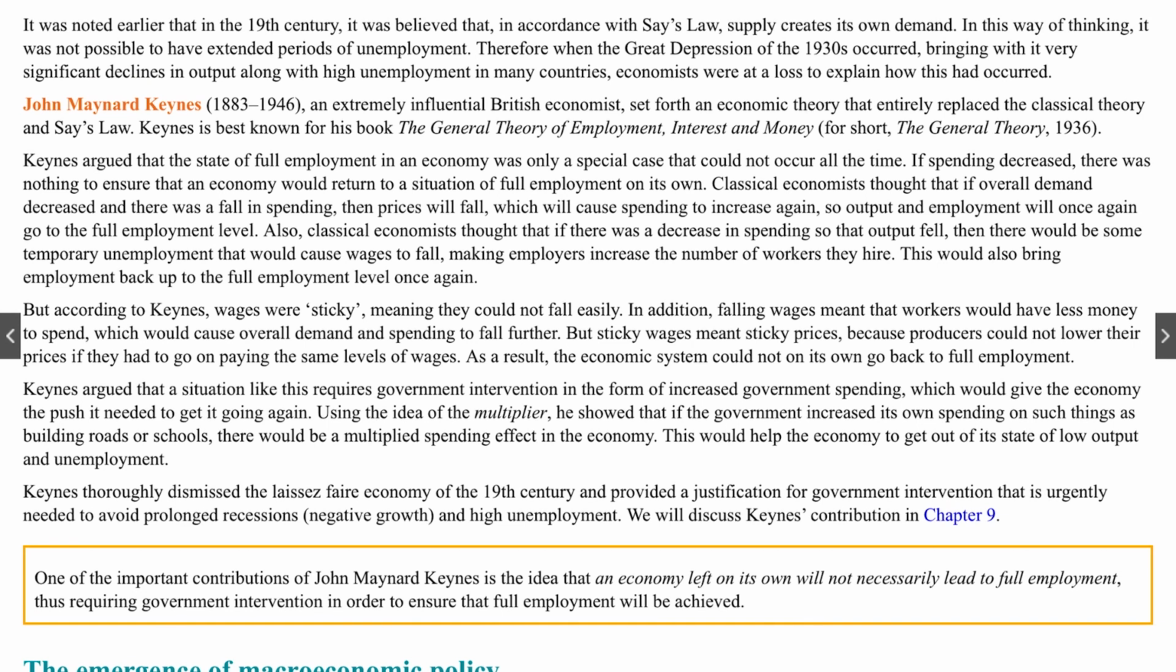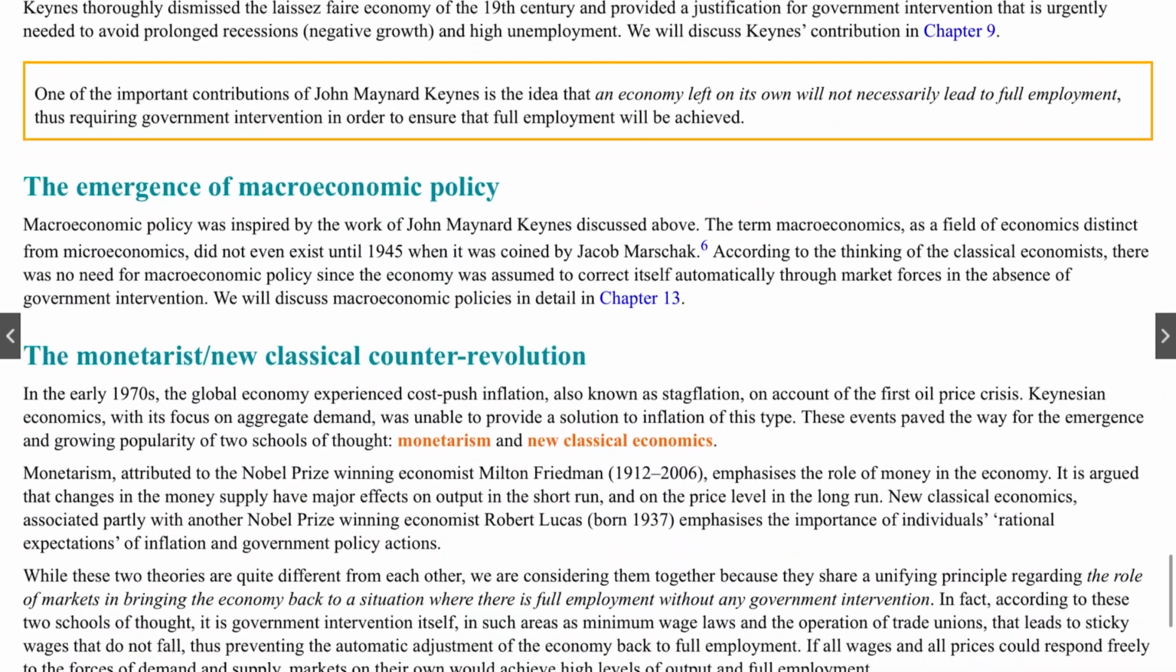One of the important contributions of Keynes was the idea that an economy left on its own will not necessarily lead to full employment, thus requiring government intervention in order to ensure that full employment will be achieved. So unlike Marx, Keynes argues that we can have an economy that functions on its own, but it will not necessarily reach full employment. So we need a little bit of government intervention in order to ensure that full employment is achieved. So he's very much in the middle of free market and planned economy.